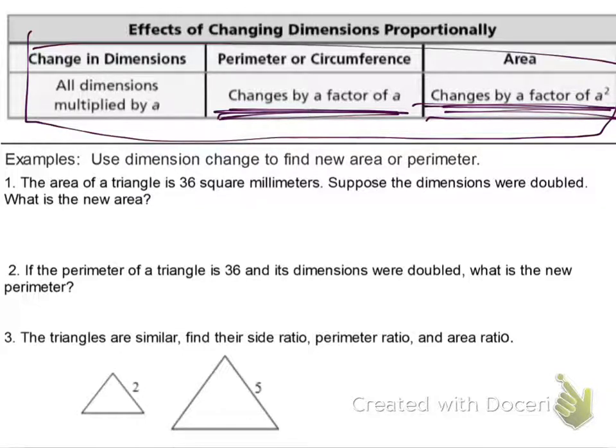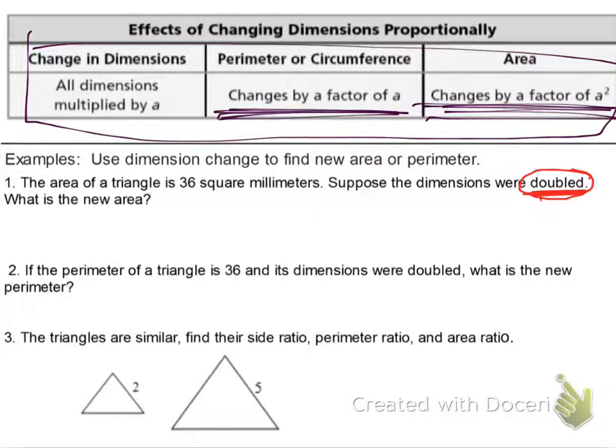The area of a triangle is 36 square millimeters. Suppose the dimensions were doubled. What is the new area? You always want to identify what is happening to the dimensions. I'm going to tell you the way that I do this. You may find a better way, but this is the way that I do it.